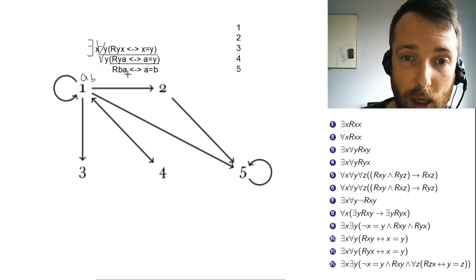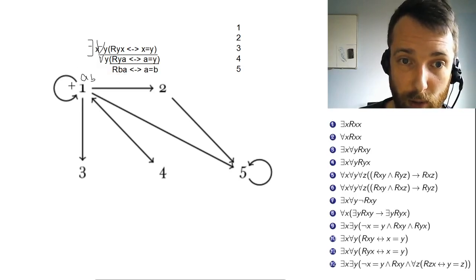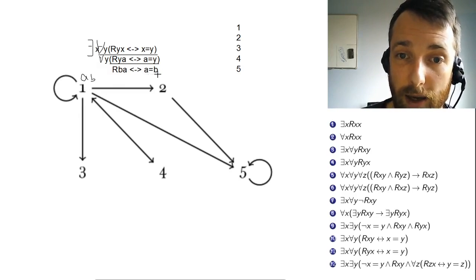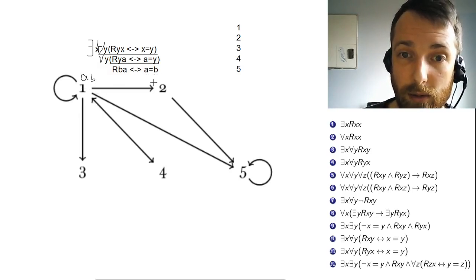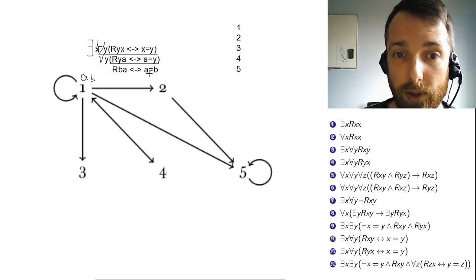Then, let's see, RBA, that comes out true. Does B point at 1? Yes, it does, because they're both 1 and 1 points at itself. Is A identical with B? Yes, it is. So we have true, true, success.